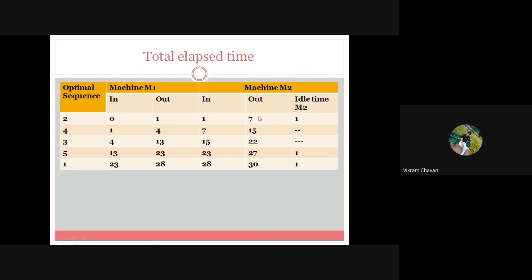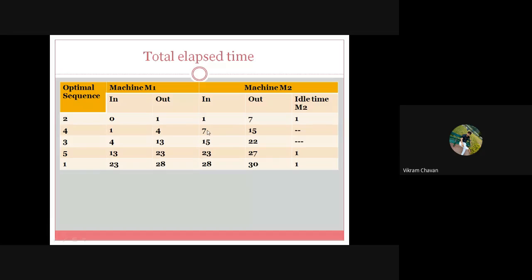So that job will come out of machine 2 after 7 hours, because the processing time for the first job on machine number 2 is 6 hours. So 1 plus 6 becomes 7. After 7 hours the second job can be installed on machine number 2.